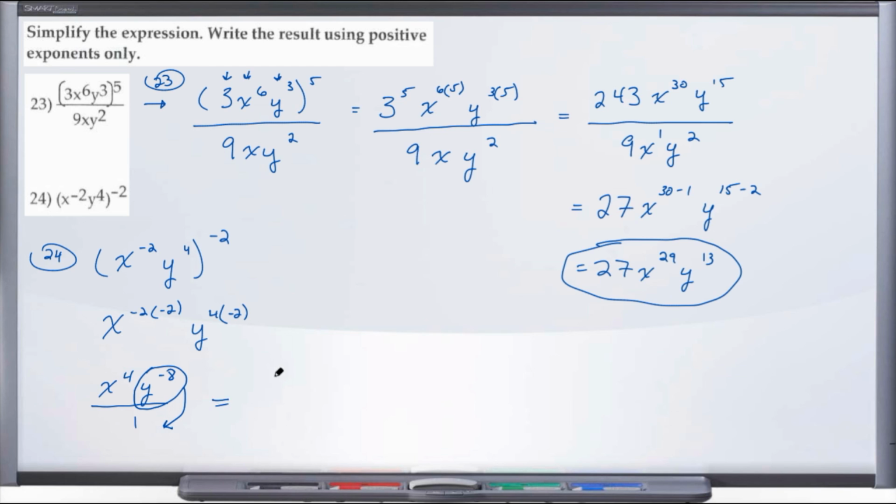And by doing that, we have x to the 4th in the numerator. And by virtue of moving this y to the negative 8 downstairs, the only thing that changes is the sign of the exponent. So we have x to the 4th over y to the now positive 8.